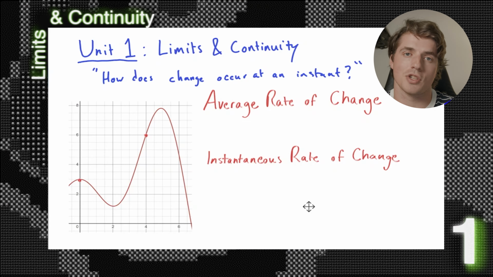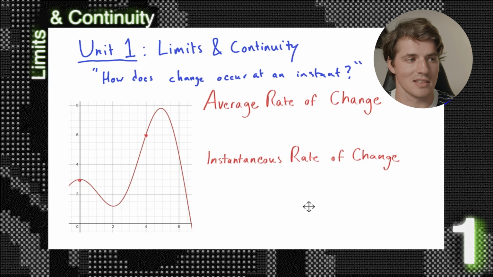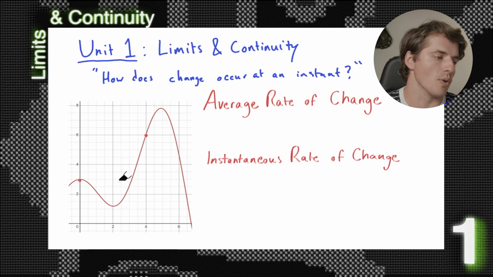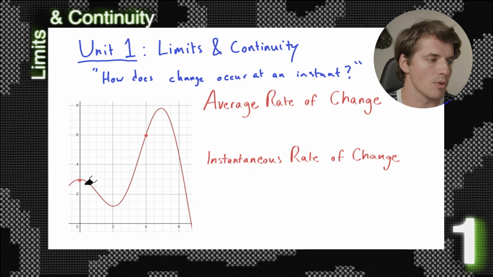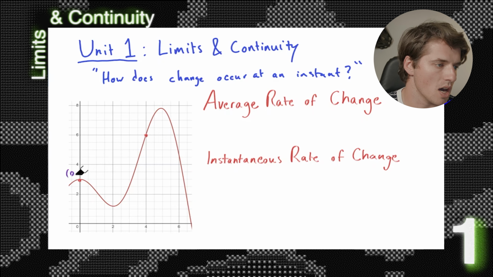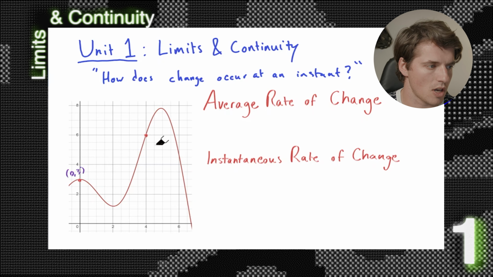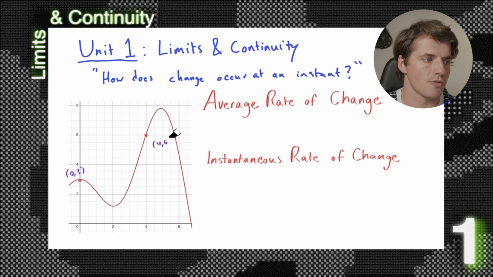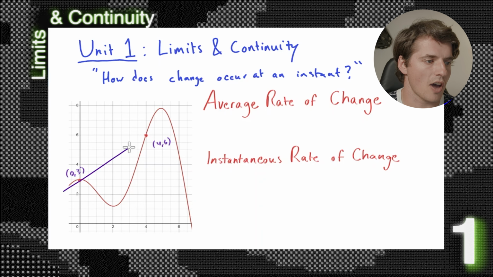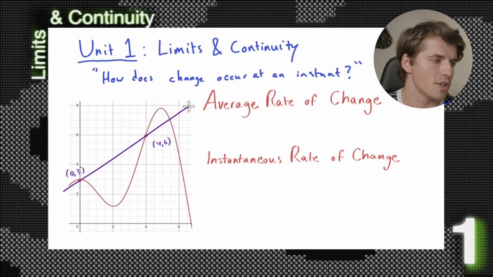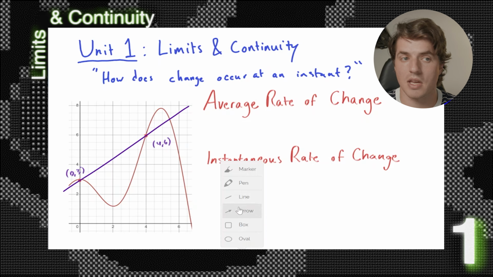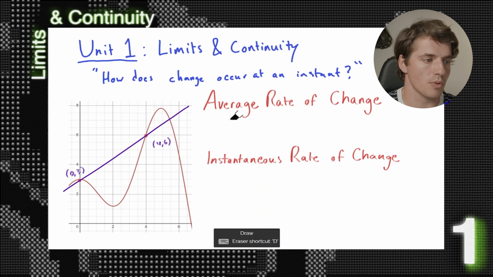So the first question that the AP book asks is, how does change occur at an instant? So in pre-cal, you might remember talking about the average rate of change. So I've got 2 points here. I've got, looks like (0, 3) and (4, 6). And if I want to find the average rate of change between these 2 points, we can kind of think of it as the slope of a line between those 2 points.